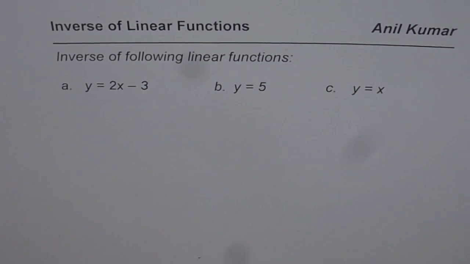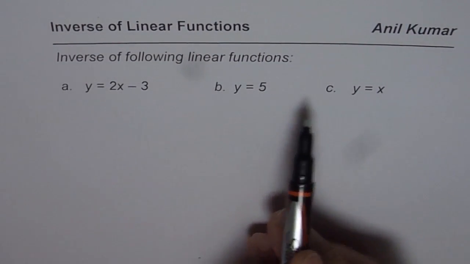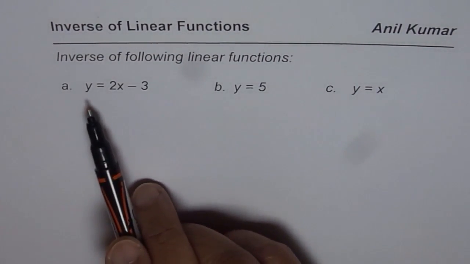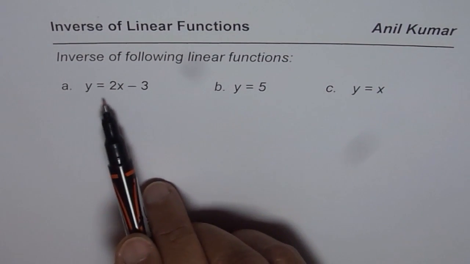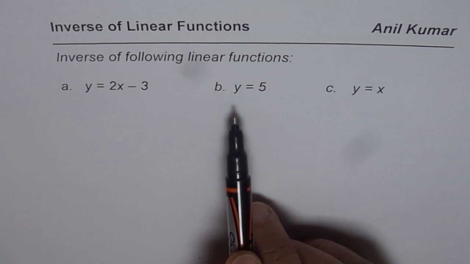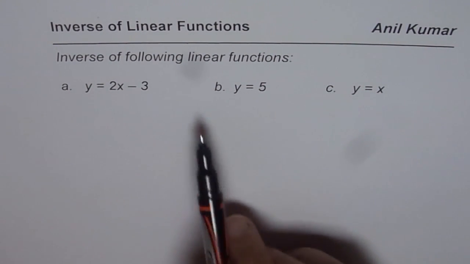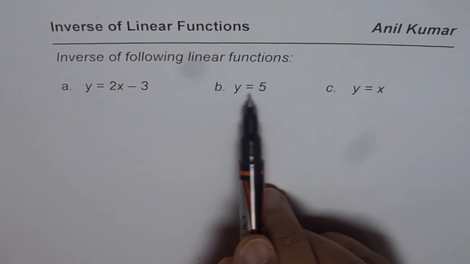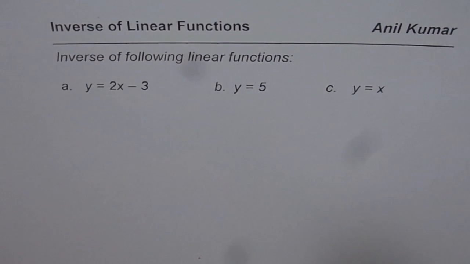I'm Anil Kumar, and in this video we'll find the inverse of linear functions. I've taken three examples here. They are kind of unique. One is the general linear equation in slope and intercept form, y equals 2x minus 3. Then we have two special cases: y equals 5, which is, as you know, a horizontal line, and y equals x, which is a diagonal that cuts across the coordinates diagonally, right?